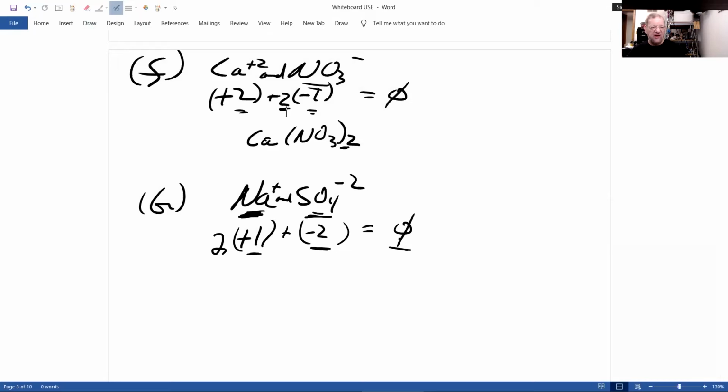How do I show that? Like this. And this tells me there are 2 sodium and 1 sulfate. And that's how you do it.